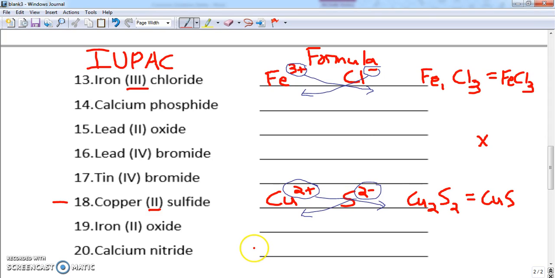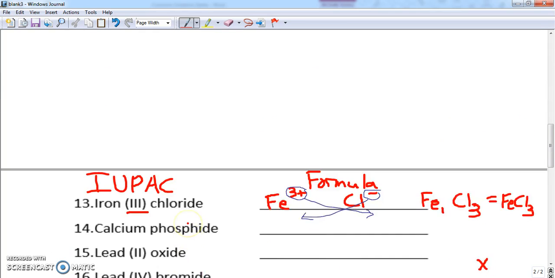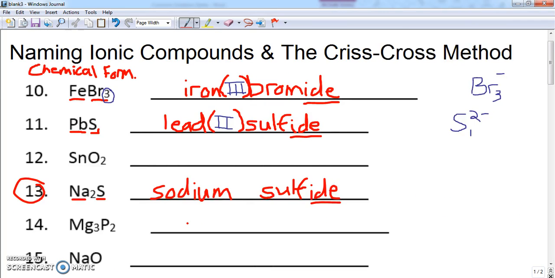So, do you understand it? Well, hopefully you do. Finish these practice problems, and you'll be prepared for your 9 weeks test on ionic bonding naming. Good luck.